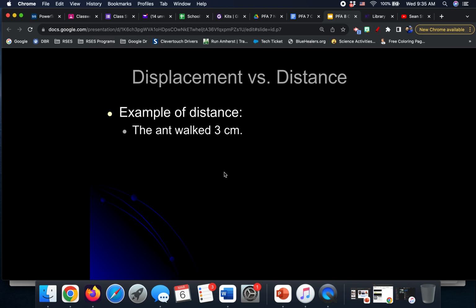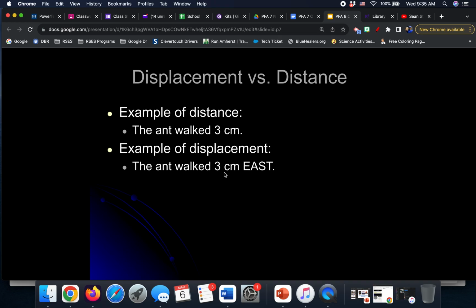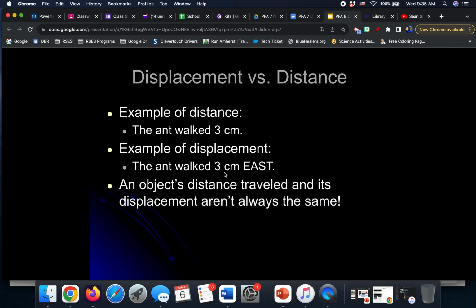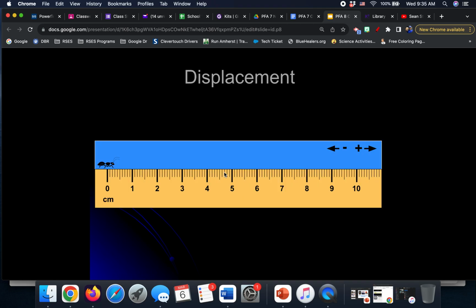So remember, in our example before of distance, the ant walked 3 centimeters. Didn't matter which direction. But an example of displacement would be the ant walked 3 centimeters east. We've added the direction that he walked because the big difference with displacement is direction matters, and it's going to be where you end up compared to where you started. Sometimes the distance and displacement will be the same number, but they won't always be. So if you don't understand the difference, you will definitely make some mistakes.